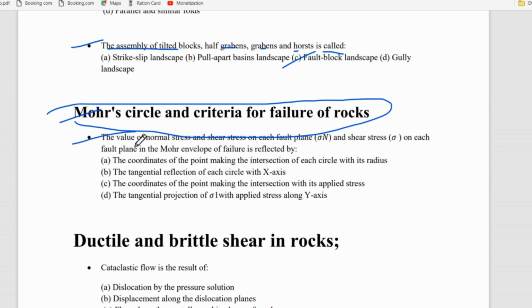The question they made out of it is that sigma n and sigma s, shear stress on the Mohr envelope, is reflected by the coordinate of the point making the intersection of each circle with its radius.